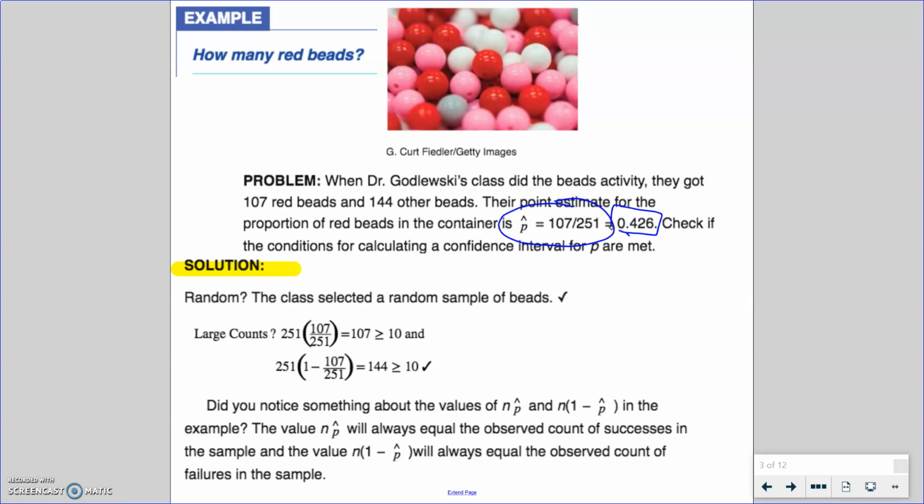Random: the class selected a random sample of beads. Normally in the question, if I showed the original problem, it would say they randomly pick out 251 beads or whatever it is, so you know you're good. And then large counts: here's our N, they picked 251 beads, and here's their P hat. That is, in fact, greater than or equal to 10, yay. For the other one, here's N, here's 1 minus P hat, which is also greater than or equal to 10, yay. So that's just how you check to make sure, yes, we can now find a confidence interval using this information.